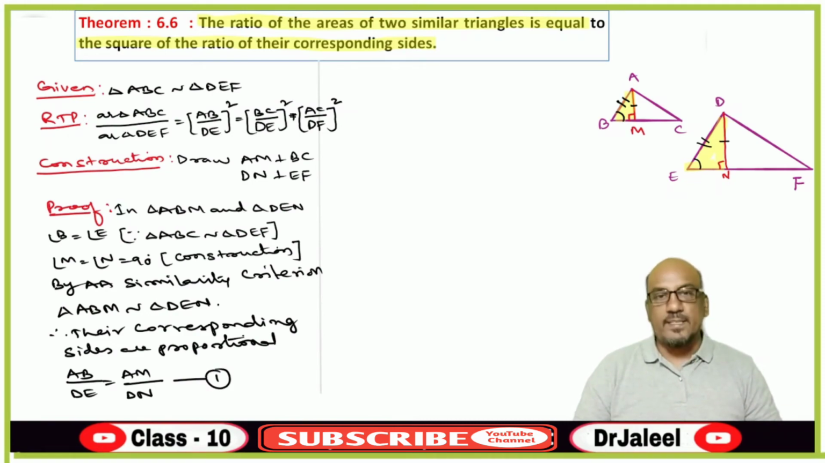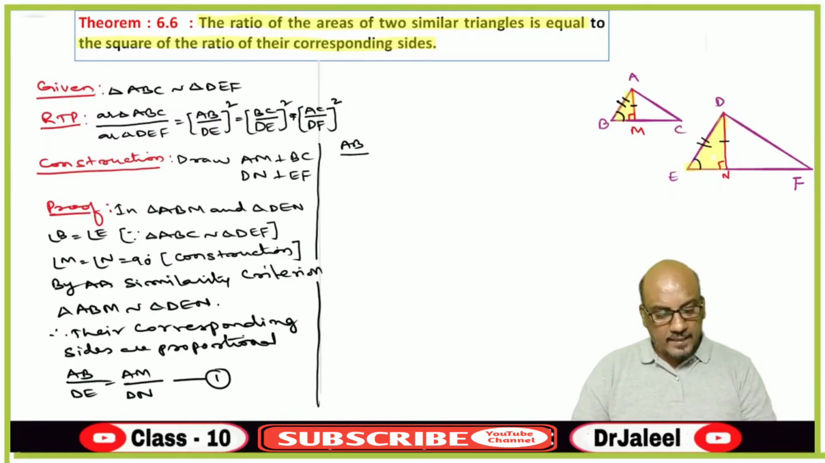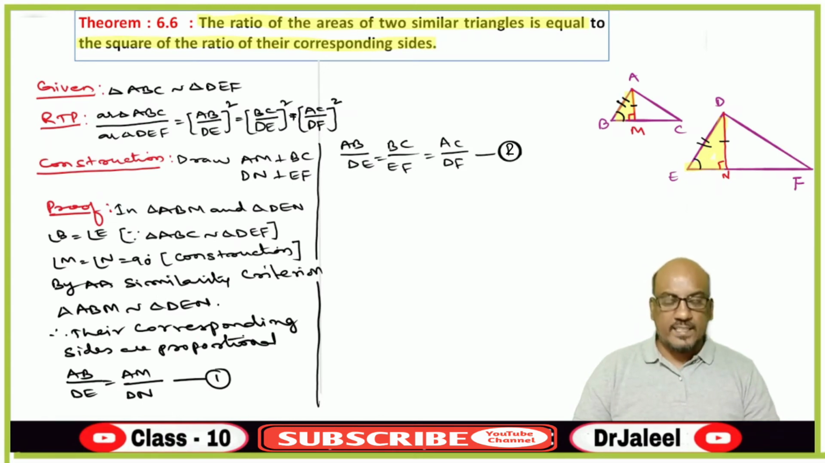So let's mention that here. AB by DE is equal to BC by EF is equal to AC by DF. It is already known to us. Why is it known? Because of the corresponding sides of similar triangles. So you write here, if you want, you can write here triangle ABC is similar to triangle DEF. Because they both are similar, you could mention this.